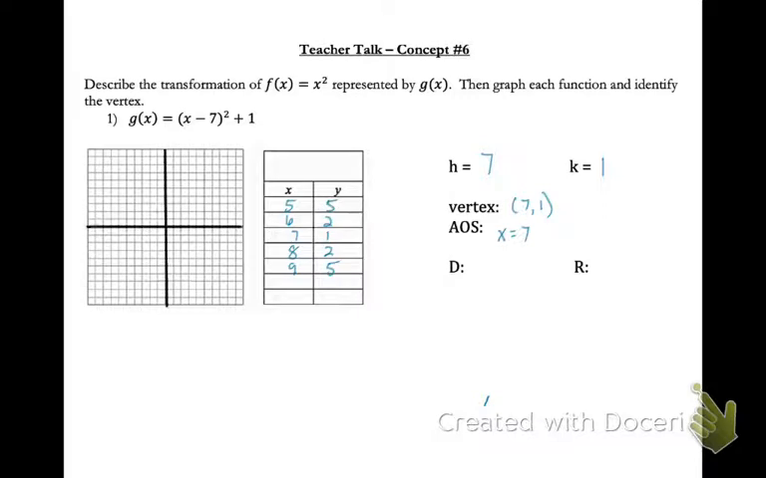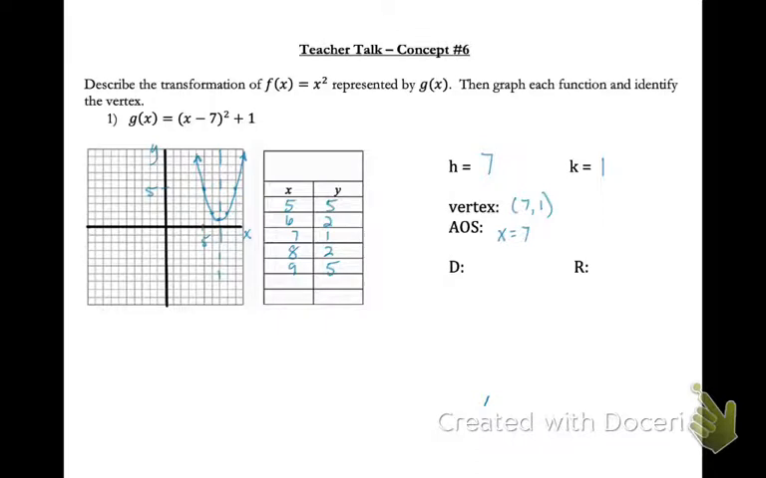Now draw your xy axis and label it, and label a scale. And then plot those points, and you should get a U-shaped curve that opens upward. Go ahead and dash your axis of symmetry and see how it's a vertical line where x = 7.